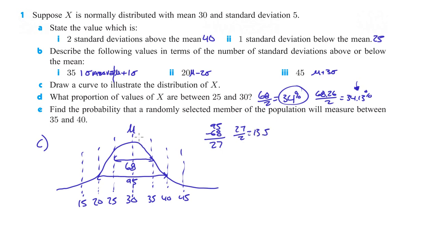So we figured out earlier, remember this is 34% here, 34% here, 13 and a half here, 13 and a half here. So between 35 and 40 is going to be 13.5%. Again, the book goes a little bit more detailed on that. They go with 13.59%. But again, for what we're doing, that is just fine. Okay.